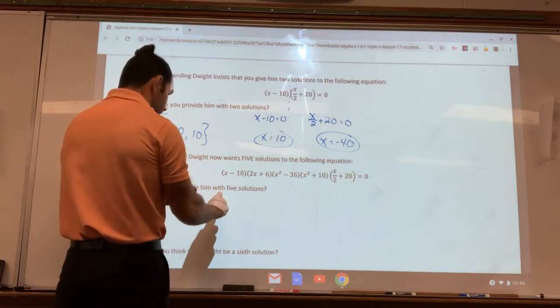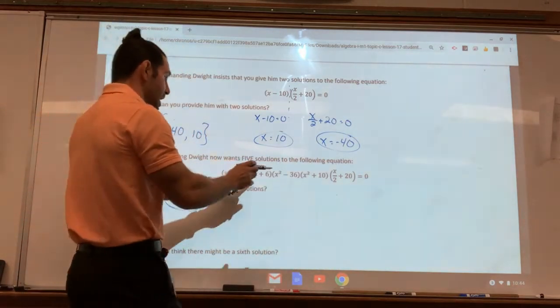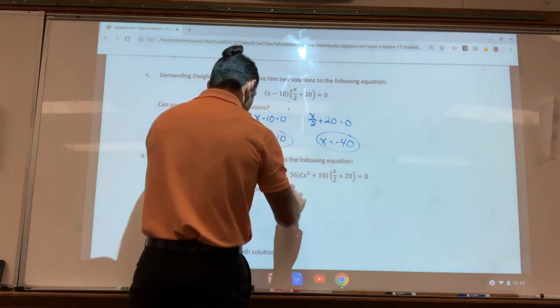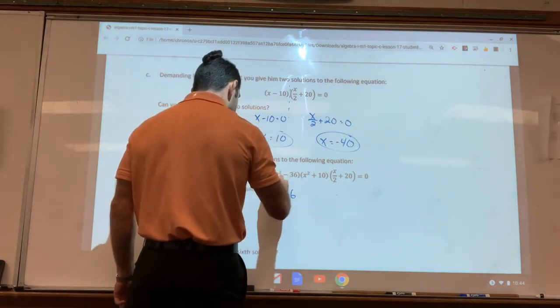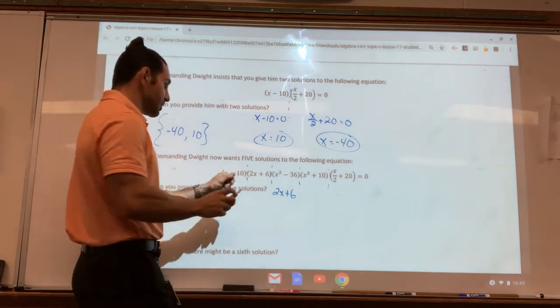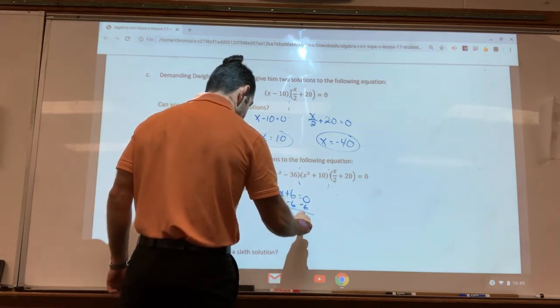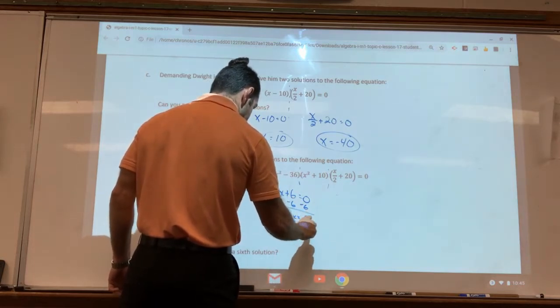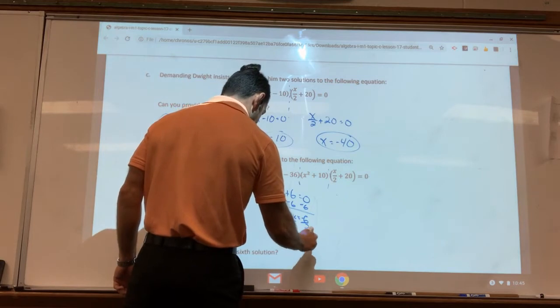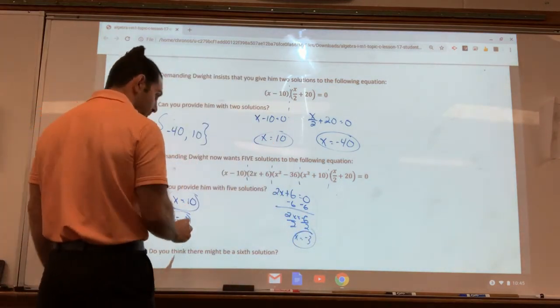There's 1. 2x minus 6. I'm going to write this one out. The goal here is to have all of these equal 0. So 2x minus 6 equals 0. Add 6, 2x equals 6. Divide by 2, x equals 3. So now I have another solution.